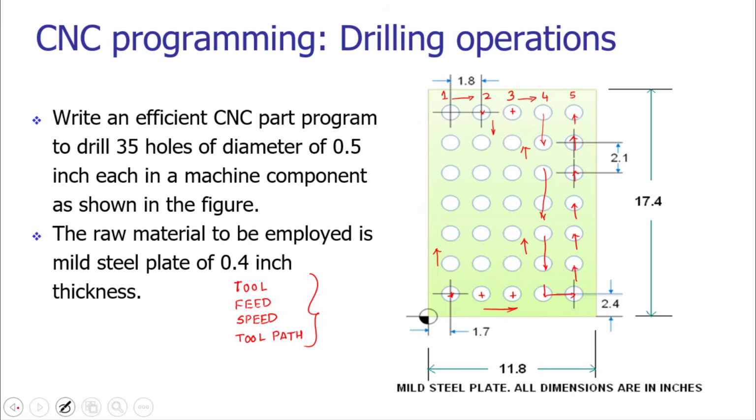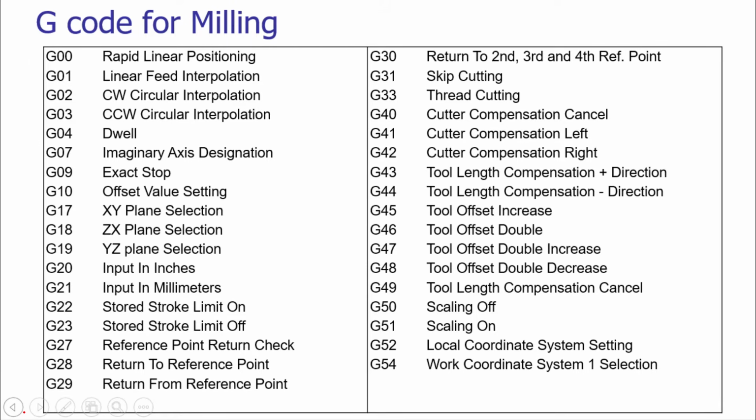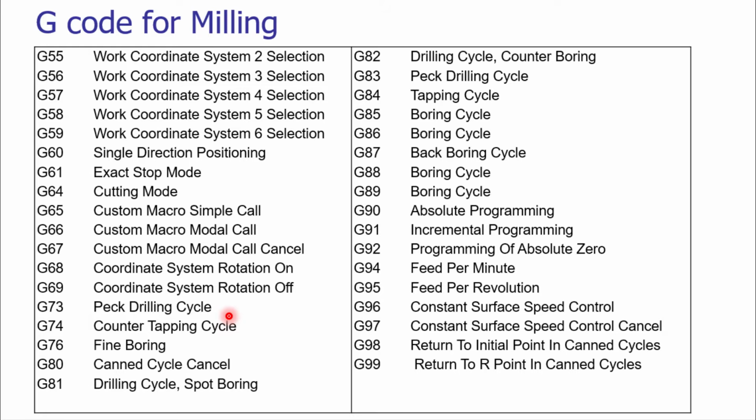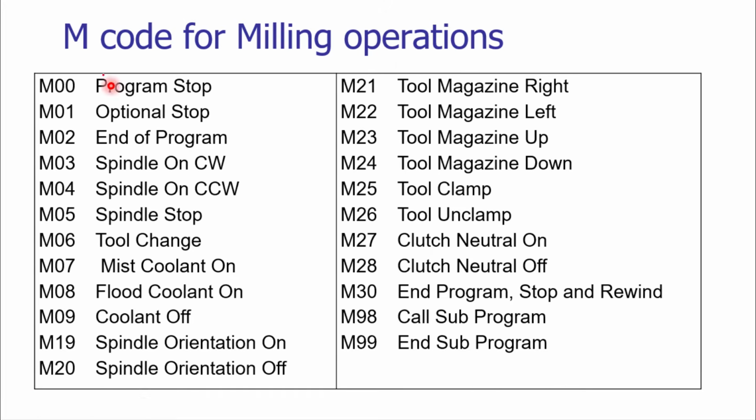So before that, let us look at what are the various G codes that are used in milling operation. On your screen, the G codes are listed from G00 to G54. Then we are having the next set of G codes from G55 to G99. We are also having the miscellaneous or machine codes for milling operation. This can be seen on your screen.